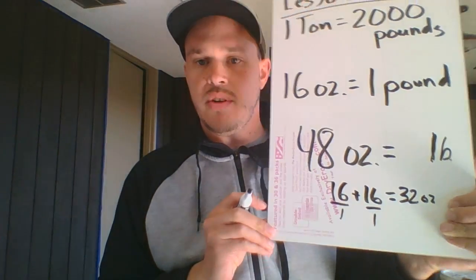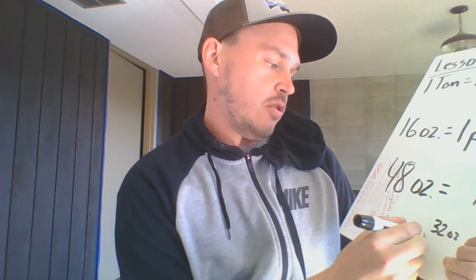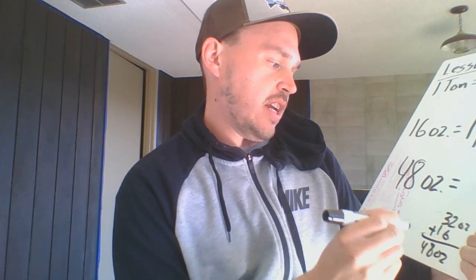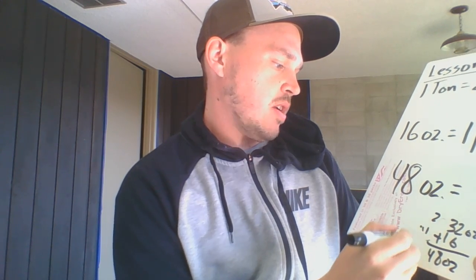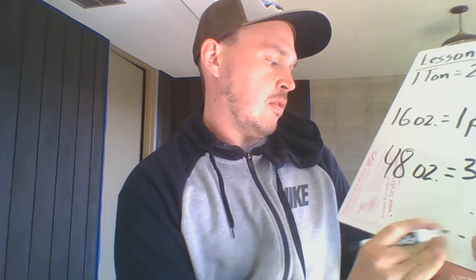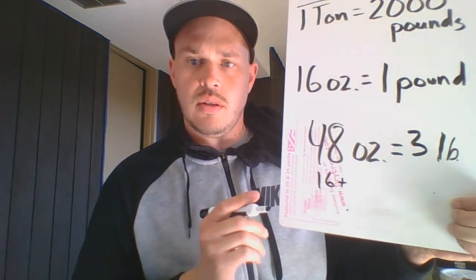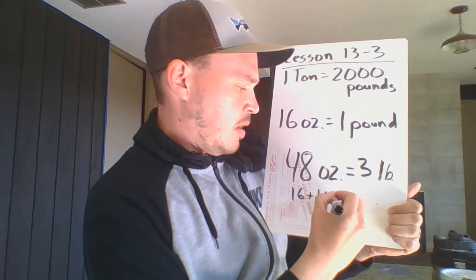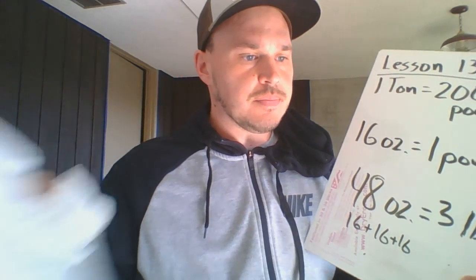So what we'll do is we'll try adding another 16 on there. 32 plus 16, 48 ounces. So that was 2 pounds plus another one. You're going to be 3 pounds. And you could show that as 16 plus 16 plus 16, 48 ounces equals 3 pounds.